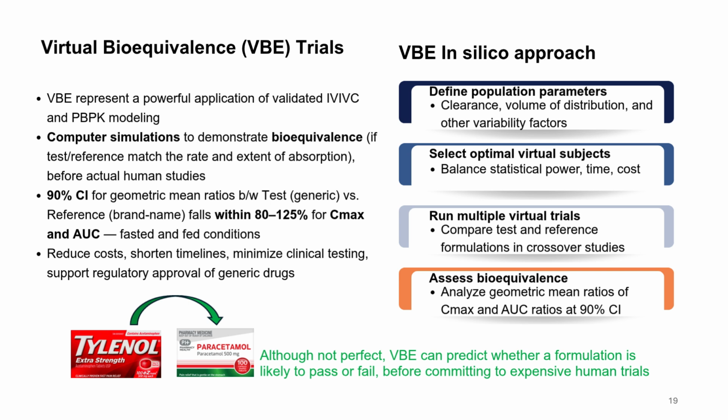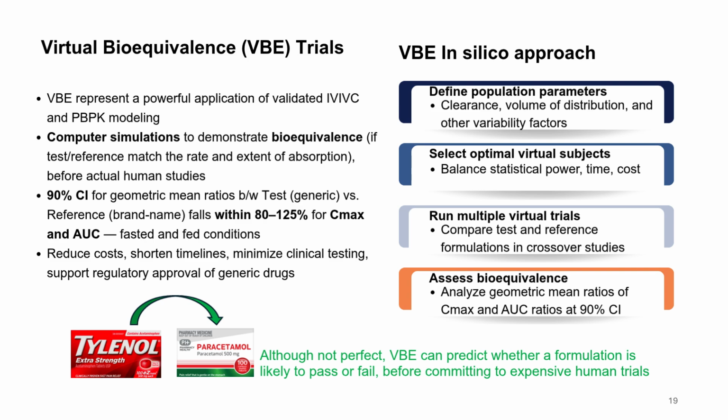First, we define population parameters such as clearance and volume of distribution to capture real-world physiological variability. Next, we select an optimal number of virtual subjects to balance statistical power, time, and cost. If there are too few subjects, it may fail the trial even when the product is truly bioequivalent. Too many subjects can result in wasted time and resources. Multiple virtual crossover trials are then performed to compare test and reference formulations under identical crossover conditions, followed by analysis of geometric mean ratios of Cmax and AUC at 90% confidence intervals to assess bioequivalence.